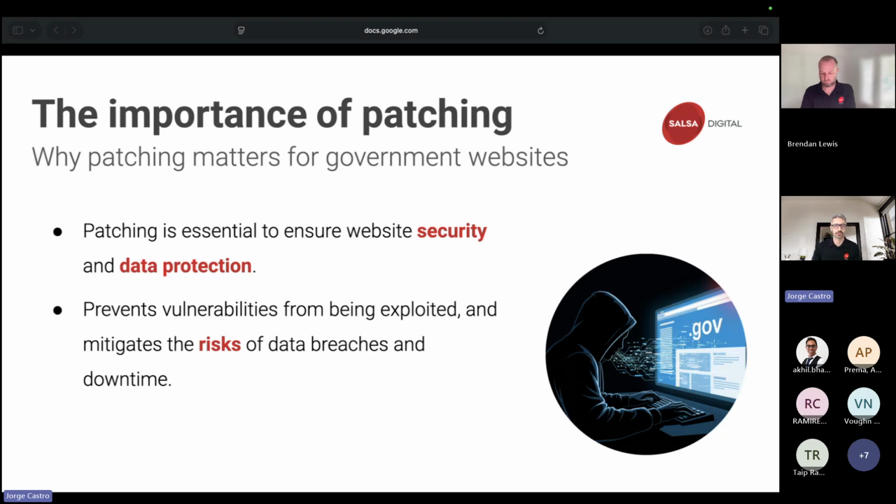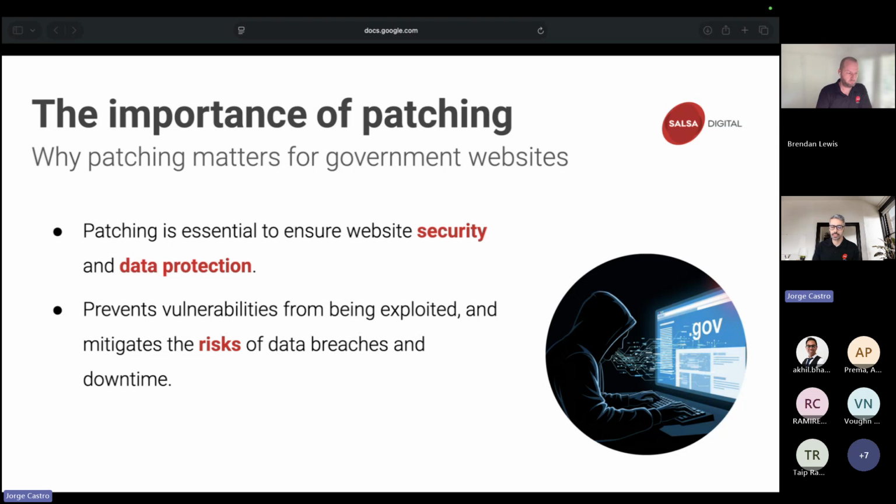Patching helps with that. So the first thing is patching is the primary defense against known vulnerabilities. If something is out in the wild, we have to patch it, right? We know how to patch it. Patches are provided. If the sites are left unpatched, essentially it's an open invitation to attackers and hackers. So we really don't want to be doing that.